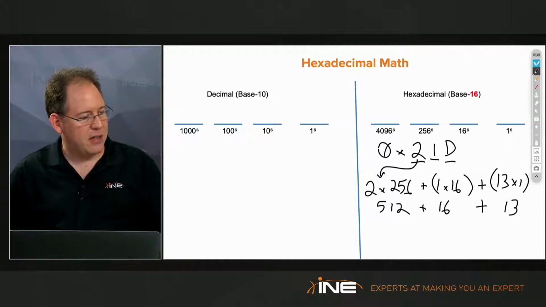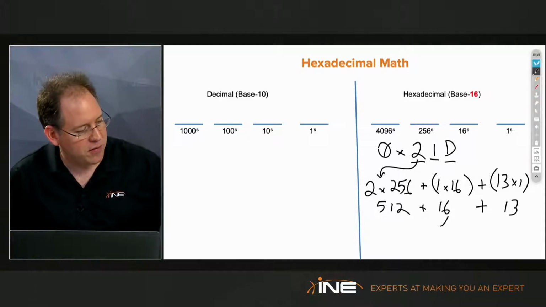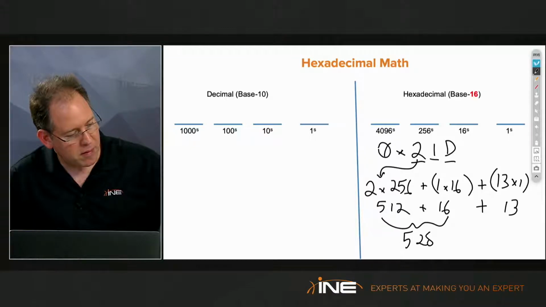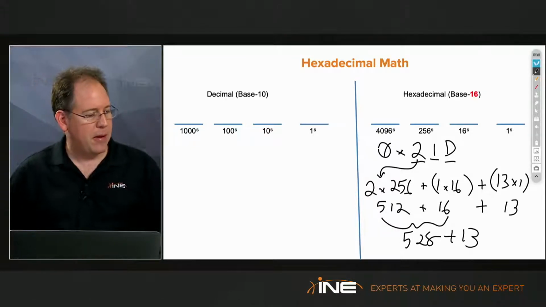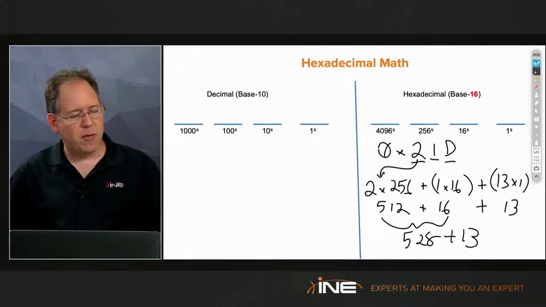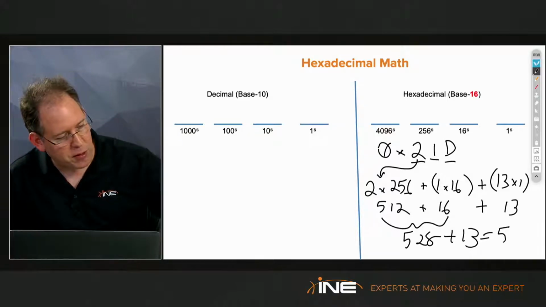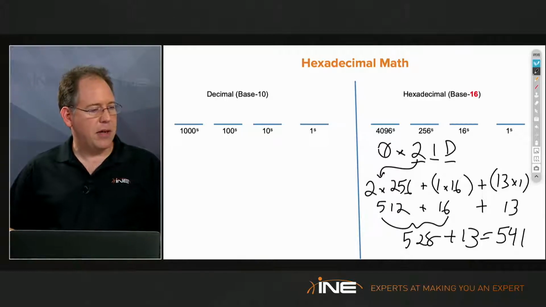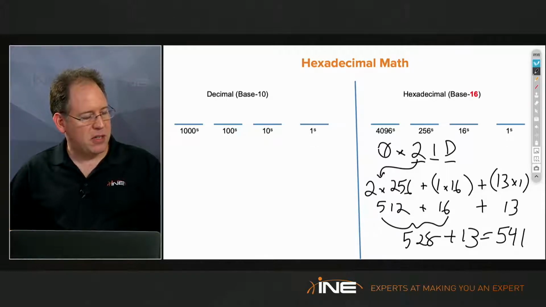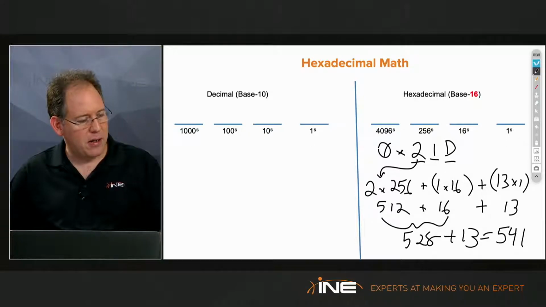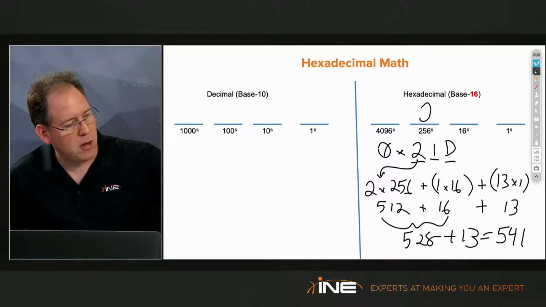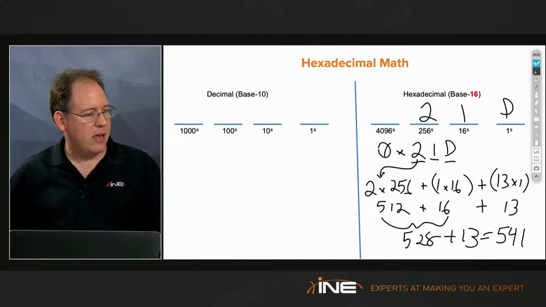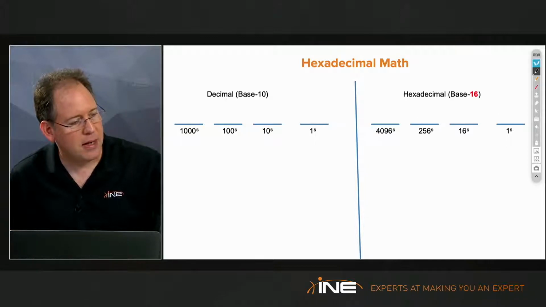512 plus 16, which is 528, plus 13 is 538, 39, 40, 41, which is 541. So if I did my math correctly, 512 plus 16 is 528. 28 plus 13 is 41. So that's 541. So 0x21D is 541. Let me give you some and see if you can figure them out.